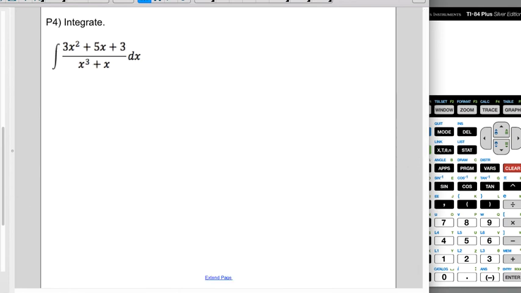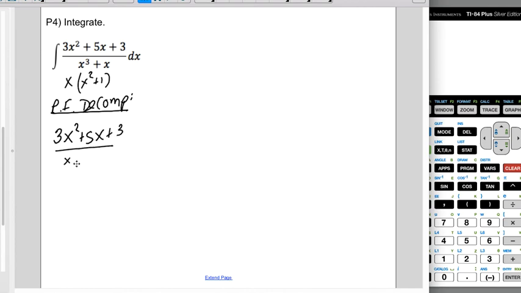All right, let's get to the fourth one. So when I factor this one, I notice that I'm going to get an x times an x squared plus 1. So this is the same situation, just a lot easier than the last one we did in terms of the factoring at least. So for the partial fractions decomposition, I know that I have a 3x squared plus 5x plus 3 on top of an x times an x squared plus 1. So that's going to be a linear factor, so that gets a constant numerator, and then a quadratic factor, so that's going to get the bx plus c.